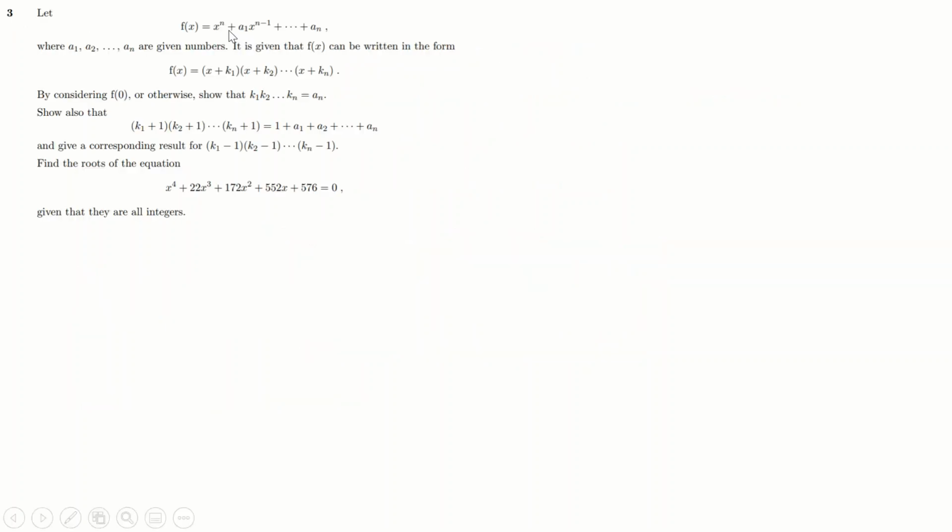So this is a function: x to the power n plus a1 x to the power n minus 1, and so on down to an. Now these a1 to an are just numbers, and the n is just whatever power is above the x. So let's look at a couple of examples of what this could look like.